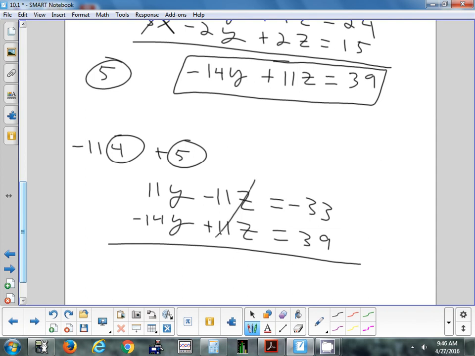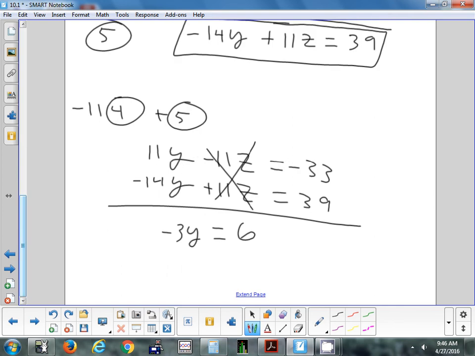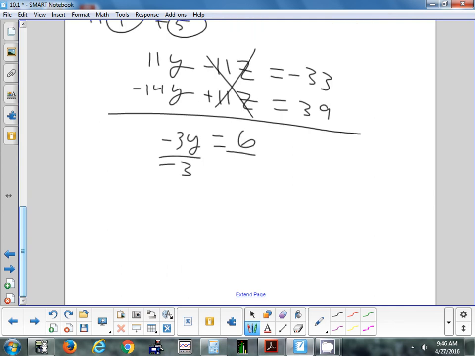11s. Yep. What do I get for my y's? Negative 3. Negative 3y. And on the other side, 6. So now we can figure out what is y. Good. Y is -2.